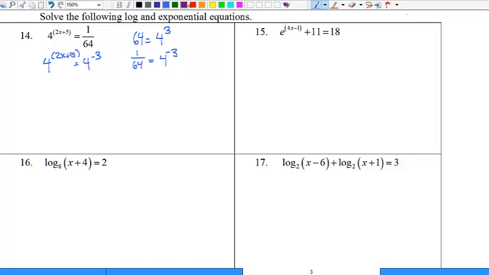So now I have the 4 on the left and the 4 on the right the same. Once the bases are the same, then I know the exponents also have to be equal. So I'm going to set the exponents equal to each other. Some students like to think of it as canceling the 4's. Technically, I'm not canceling the 4's, okay? What I'm doing is if the bases are the same, then the exponents have to be the same. So I'm setting the exponents equal to each other. But I can see how some people might like to view it as canceling out the 4's.